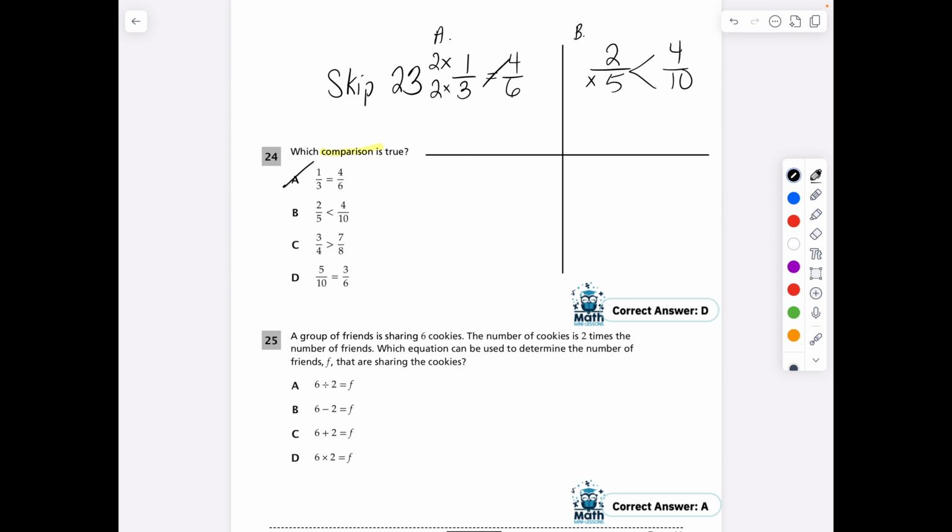So I know that 5 times 2 makes 10. So 2 times 2 makes 4. So this is what I'm saying. 2 times 2 is 4. 2 times 5 is 10.